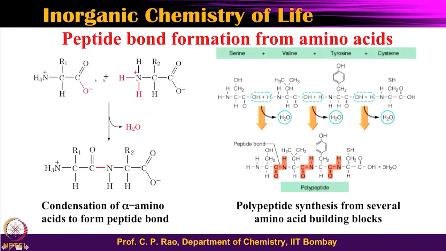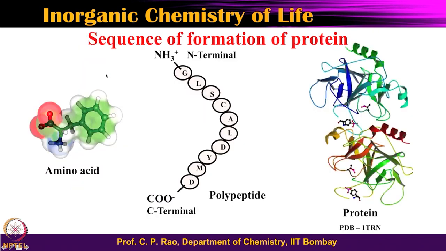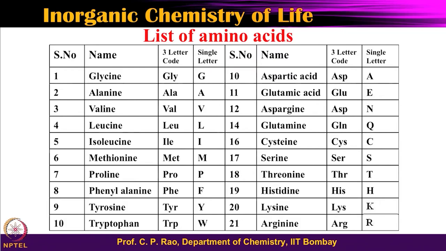In this slide, what are we seeing? Having known that there are many different kinds of amino acids, let's go through this set of the amino acids that we have. We have glycine, alanine, valine, leucine, isoleucine, methionine, proline, phenylalanine, tyrosine, tryptophan, aspartic acid, glutamic acid, asparagine, glutamine, cysteine, serine, threonine, histidine, lysine, arginine.